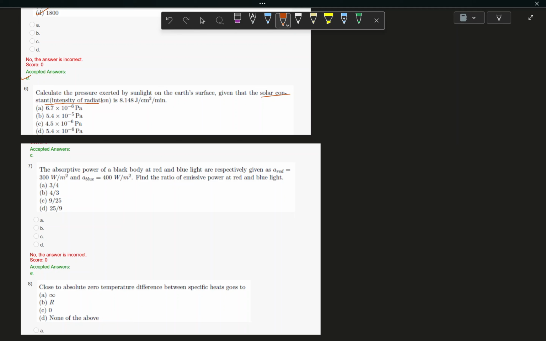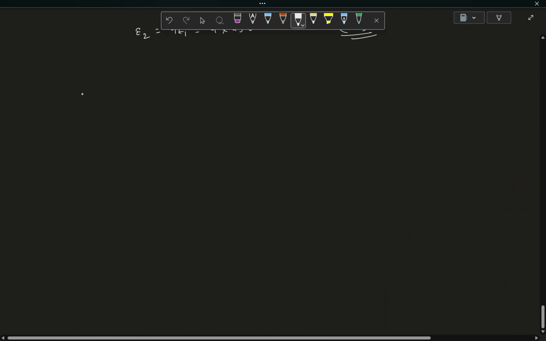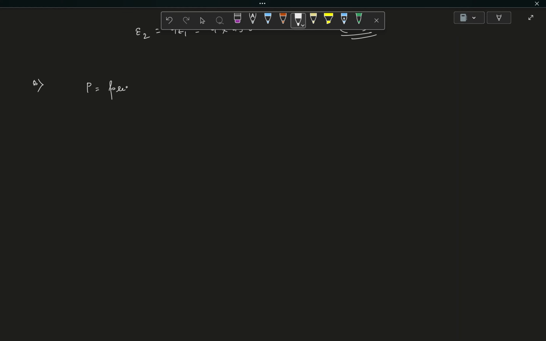So now from there you have to calculate how much pressure the sunlight exerts on the earth's surface because of this radiation. So the trick for solving question number 6 is that there is a straight cut formula of pressure relating the intensity. So how do you do that? You know that pressure P, the pressure of radiated energy on a surface, has the same dimension as the energy density.